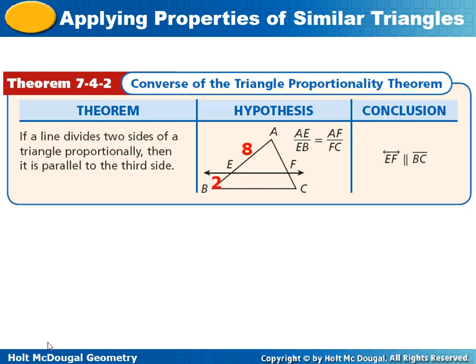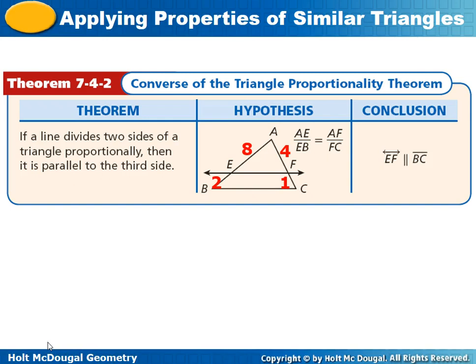So if we have that AE is 8 and EB is 2, and I tell you that AF is 4, then we should all be able to see that FC is 1. Again, 8 over 2 is the same as 4 over 1. We could also go left to right. 8 over 4 is 2, and 2 over 1 is 2.